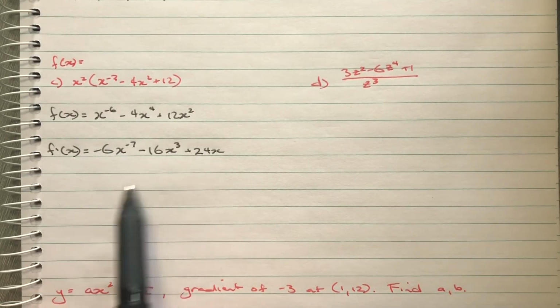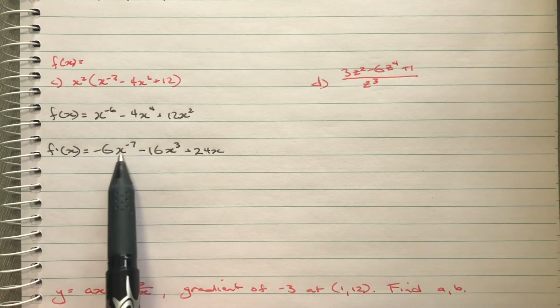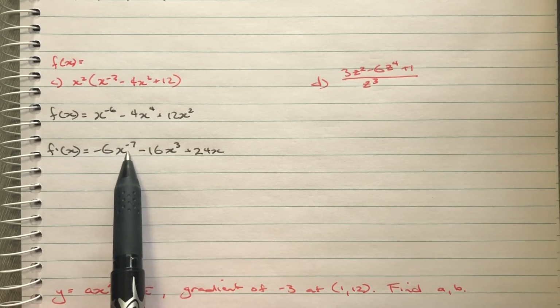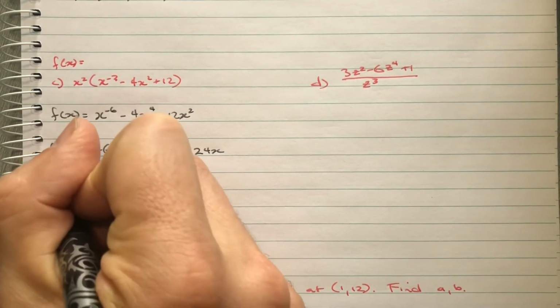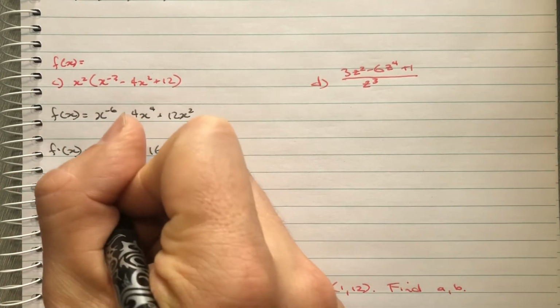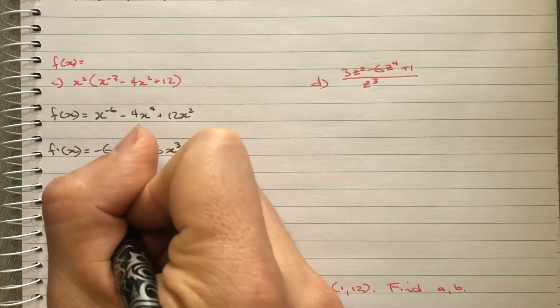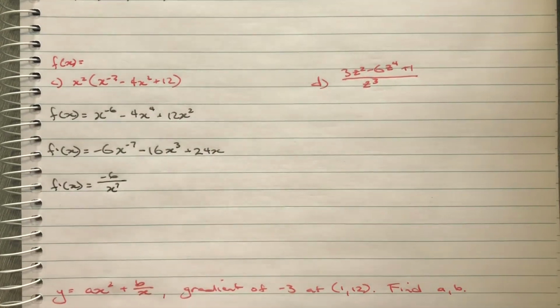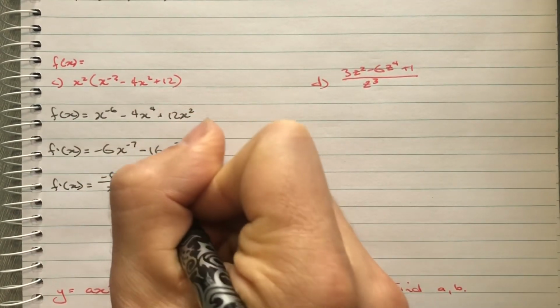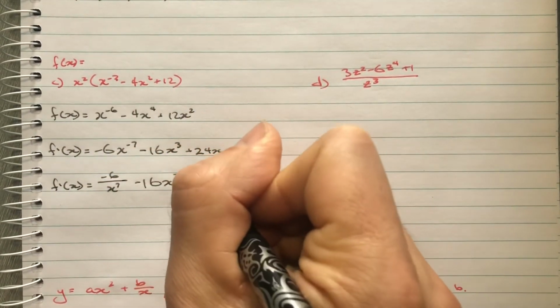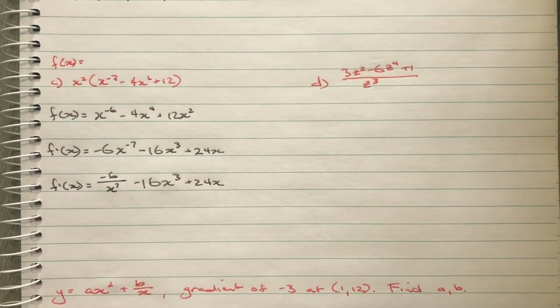Alright, so we've differentiated here, but again, we've got a little bit of a problem. We have a negative power here. We need to make sure we show our answers in only positive powers. So that negative 6 is going to stay up the top. It's just the x that moves down, so we get a positive 7 instead of negative. And the rest of it stays the same. Cool, so there's our derivative. Let's move over to D.